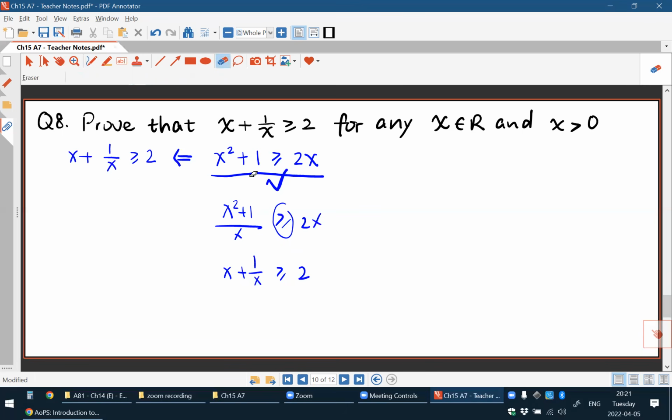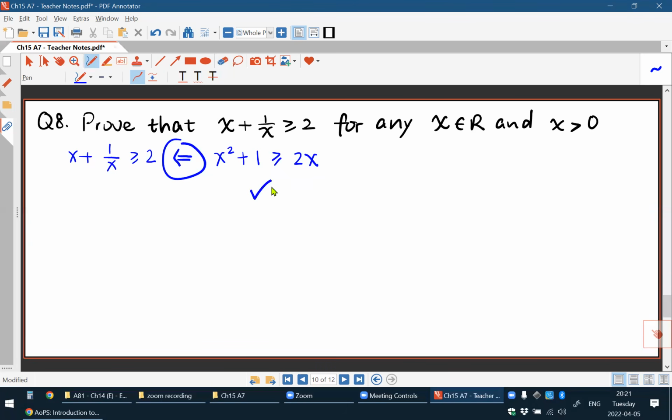Okay, so pay attention to the direction of this symbol here. This means if we can prove the right side is true, then the left side is true. That means the right side implies the left side. Okay, and how do we prove that this expression is true? In order to prove this one is true, we need to prove that x squared minus 2x plus 1 greater than or equal to 0 is always true, right? If we can prove this one is true, then this one must be true. Can you follow me?